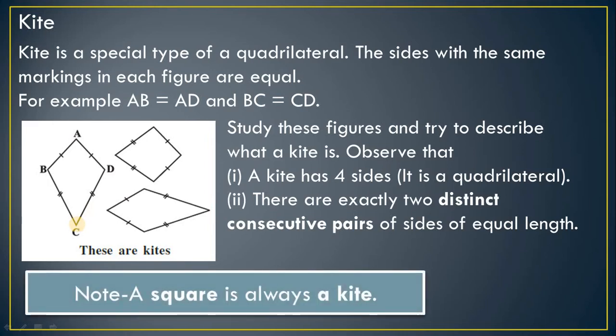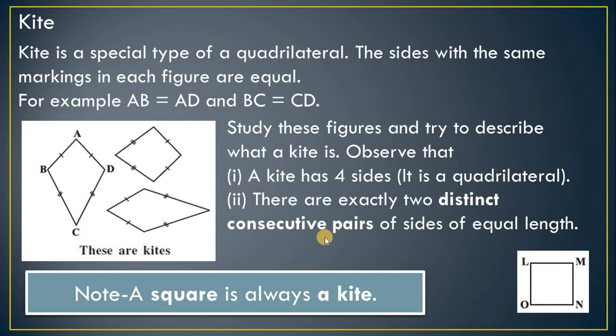Here we have to note one thing, square is always kite. Why square is a kite? Because if you observe their consecutive pair, this side is same as this one, this side is same as this one, because in the square all sides are same. So that is also the example of kite.